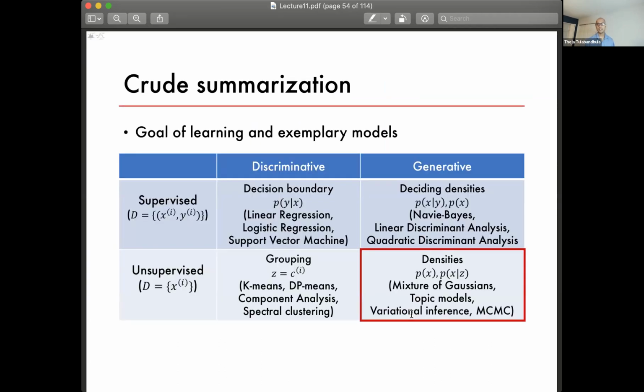So let's pause here for about 10 minutes and resume. What we'll do next is briefly recap k-means and then talk about density estimation as a topic. So let's resume at 4:40.